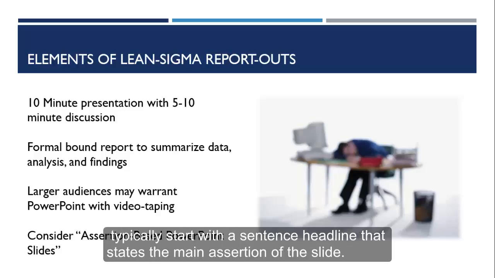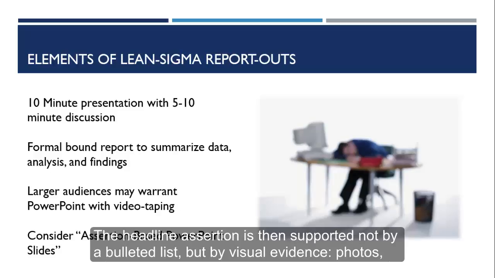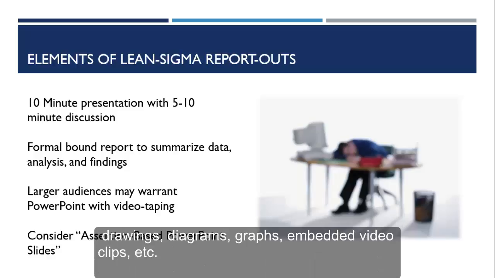Assertion-based slides typically start with a sentence headline that states the main assertion of the slide. The headline assertion is then supported not by a bulleted list, but by visual evidence: photos, drawings, diagrams, graphs, and embedded video clips.